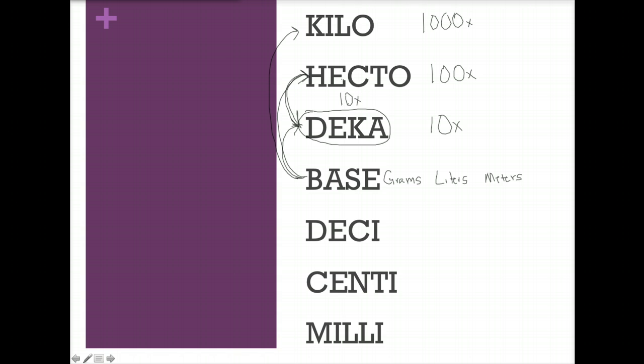Okay, now the same thing going below. Anything below the base is smaller. So a deci is going to be 10 times smaller than the base. So it's going to take 10 decis to make a base. Okay, and down to this one, centi is, you guessed it, 100 times smaller than the base. And a milli is 1,000 times smaller than the base.